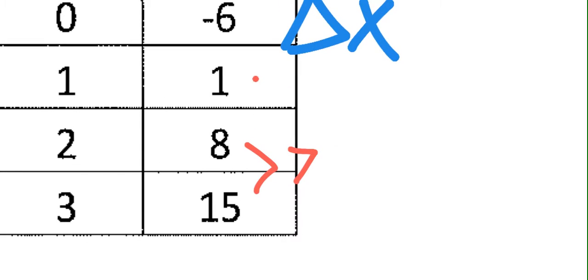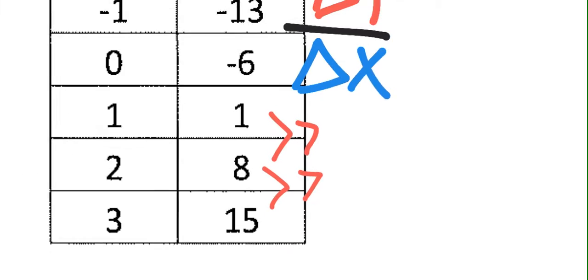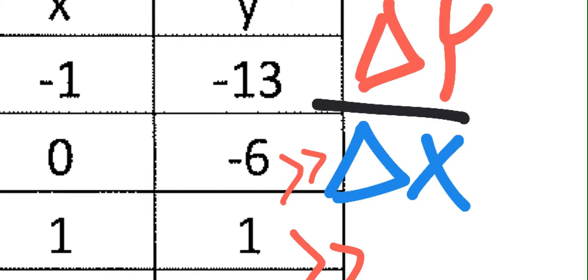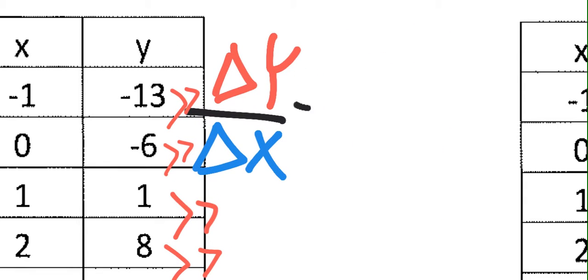I'm going to start down here. From 8 to 15, we have changed by, was it 7? Looks like we went up. From 1 to 8, we also changed by 7. From -6 to 1, it's a change of 7. And from -13 to -6, also a change of 7. So our change of y is still going to be 7.